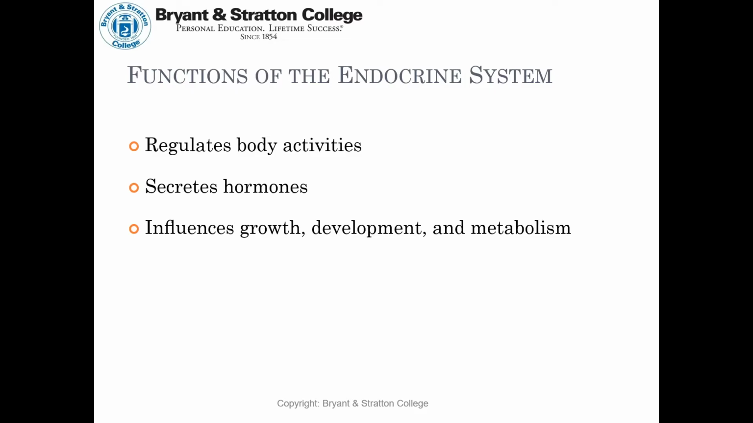But primarily what we see is it really does regulate body activity by secreting hormones. And these are going to have influence on growth, development, and metabolism, especially when we talk about the hypothalamus, pituitary, and thyroid, and that would be called the HPT, or the hypothalamic pituitary thyroid axis. And then we have the HPA, or the hypothalamic pituitary adrenal axis.